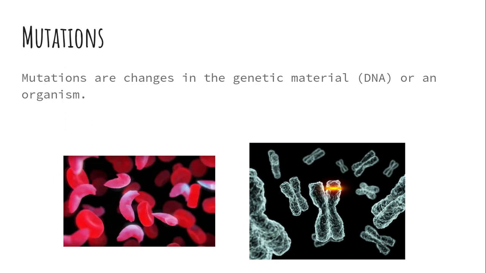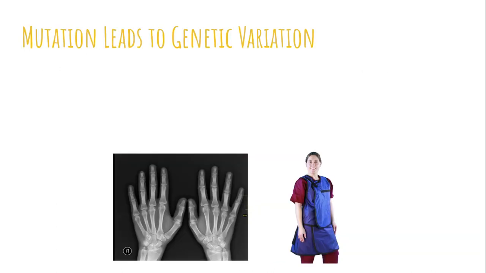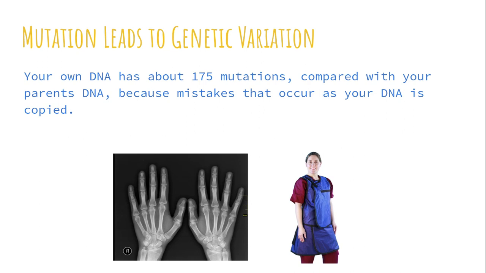Genetic material, or DNA, can spontaneously start dividing and doing crazy things if it's something like cancer. So that's not what we're talking about. We're talking about when DNA is copied, sometimes it's not copied 100% correctly, okay? So this leads to genetic variation.